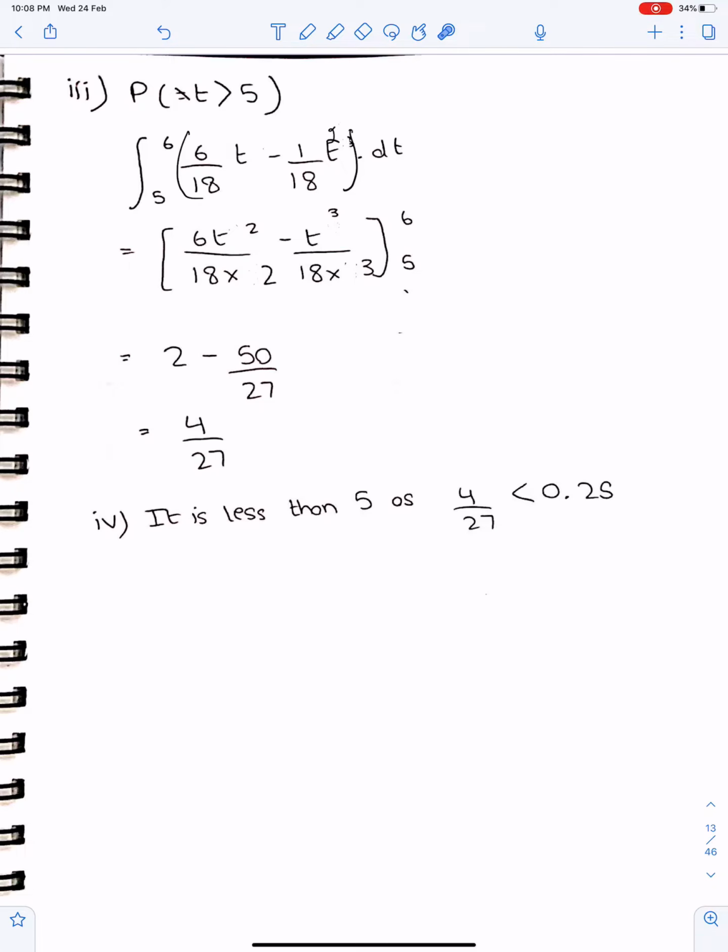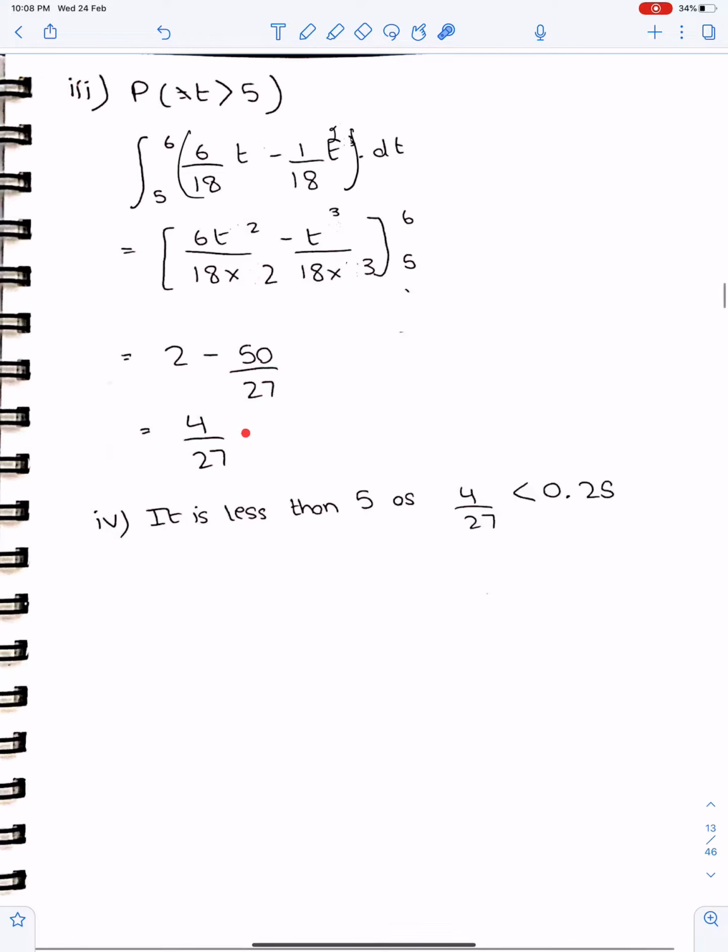Let me check this answer. 4 divided by 27. It's 0.148.